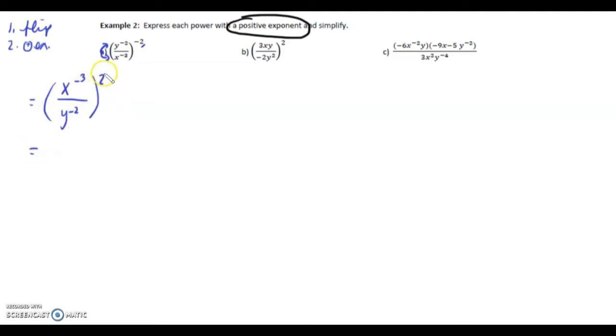Okay, I'm going to apply this exponent 2 to both the numerator and the denominator. Okay, so we get x to the negative 6 over y to the negative 4.